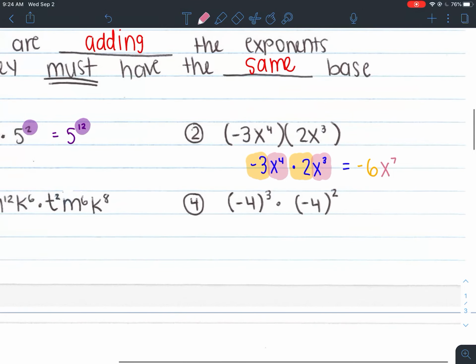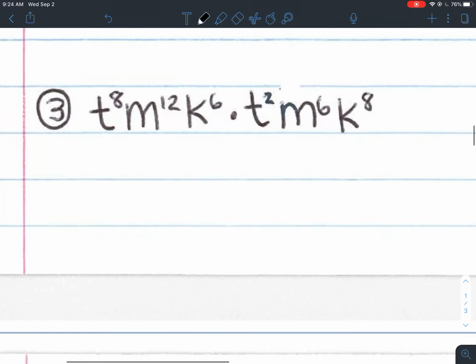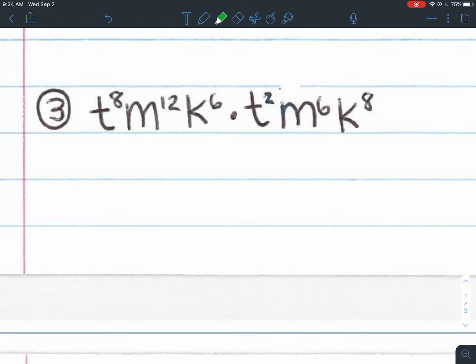Okay, and I'm going to go ahead and box my simplified expressions over here. Forgot to do that. All right, moving on to number 3. Number 3 might look a little bit intimidating. However, it's not too bad. Remember, the point of this is they're being multiplied together. They're all being multiplied together. So you combine anything that you can, which means you need to look for like bases. Okay, so I look for my like bases.